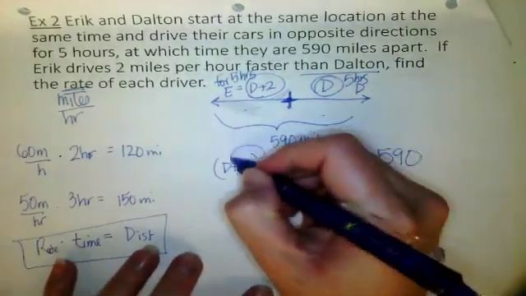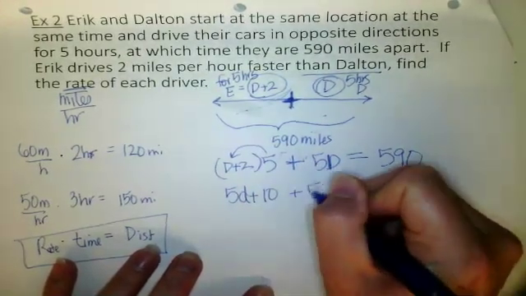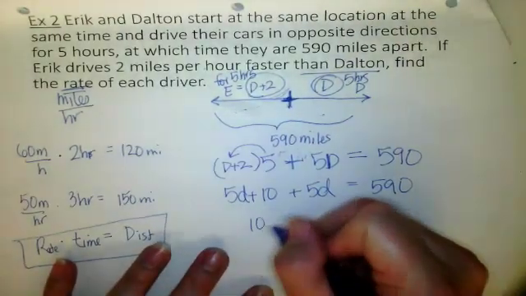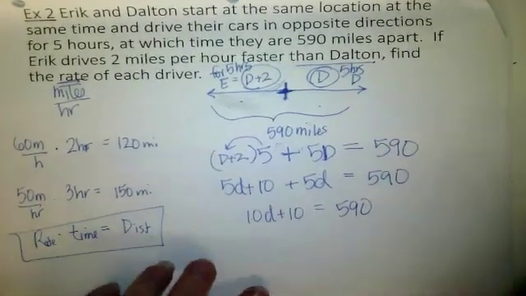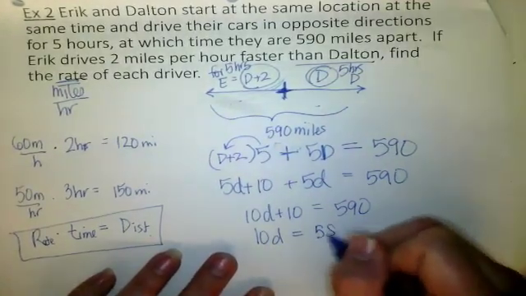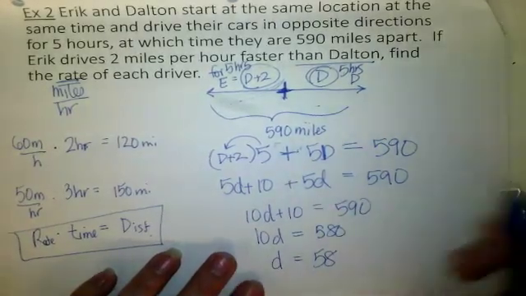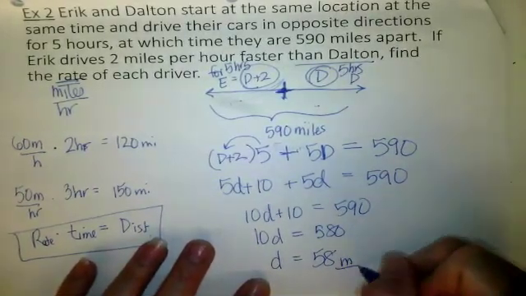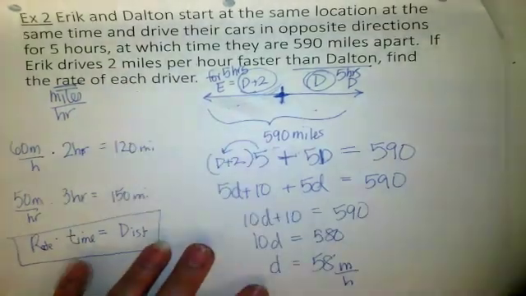I'm going to go ahead and distribute my 5. So 5D plus 10 plus another 5D equals 590. 10D plus 10 equals 590. I'm going to subtract the 10 and divide. So D is for Dalton. What is 58 representing? The rate. Miles per hour. Yeah, his rate. So, find the rate of each driver.